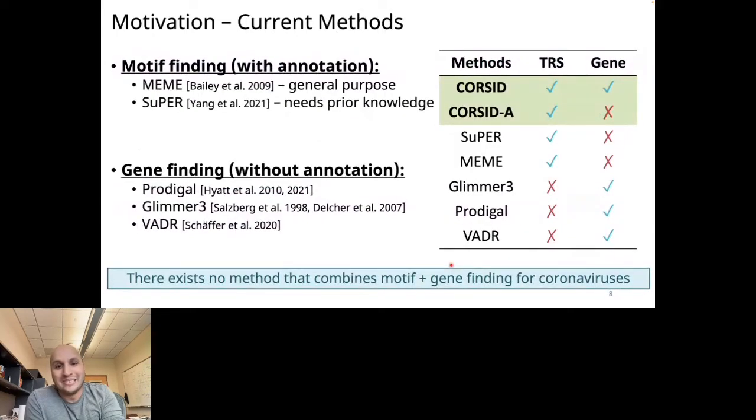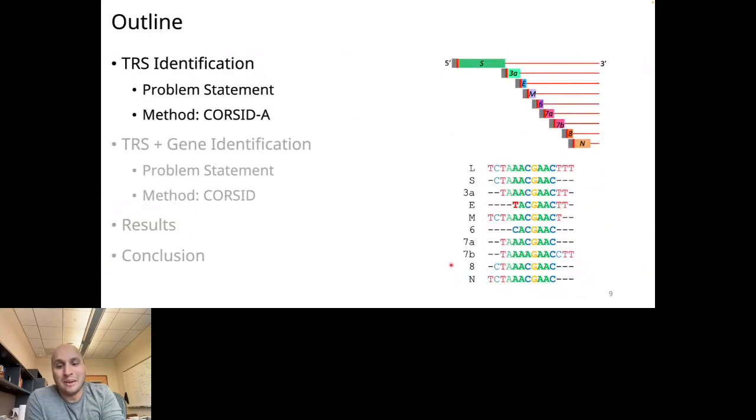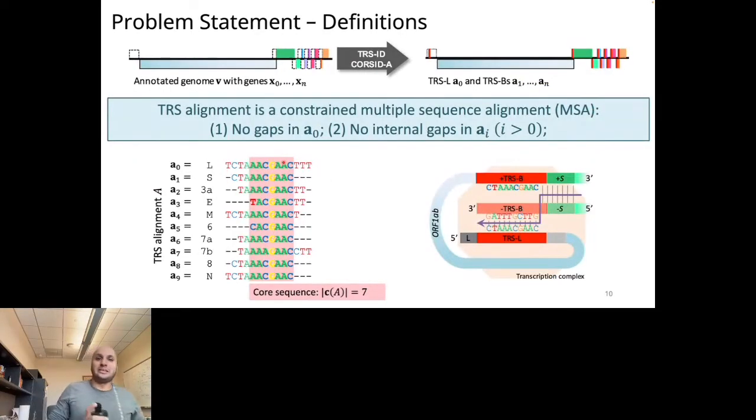So let's talk about that. I'm going to start with the first question, which is finding just the transcription regulatory sequences, and then we'll move on to the second problem, which is about finding the transcription regulatory sequences plus genes. So let's talk about this first problem. The key object that we're looking for is something that we call a TRS alignment.